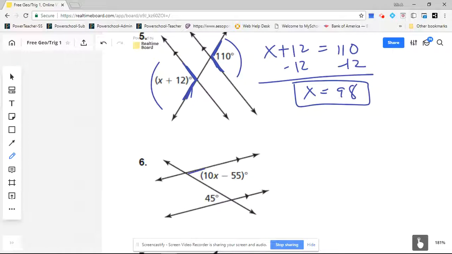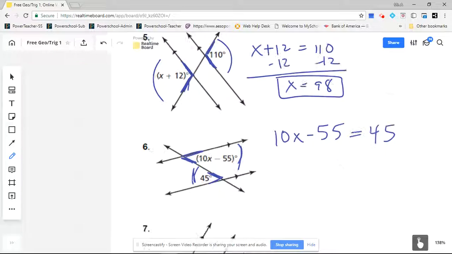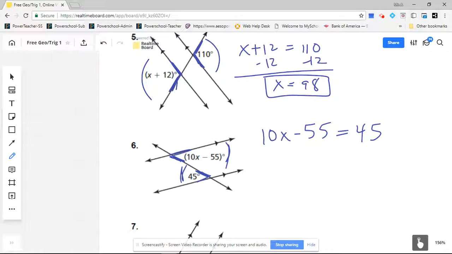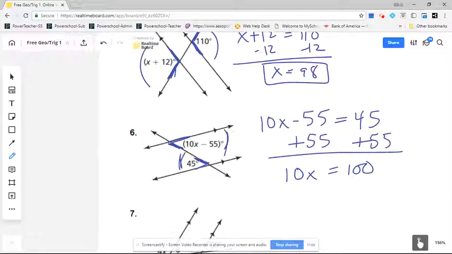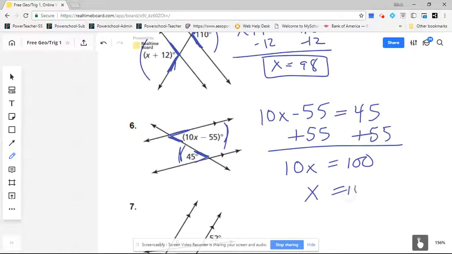Number 6, they're both acute, and they're called alternate interior. So they're also going to equal. 10x minus 55 has to equal 45. Those two angles have to be equal because they are both acute. So I would add 55, and that's going to give me 10x equals 100. And when you divide by 10, x is going to be 10.